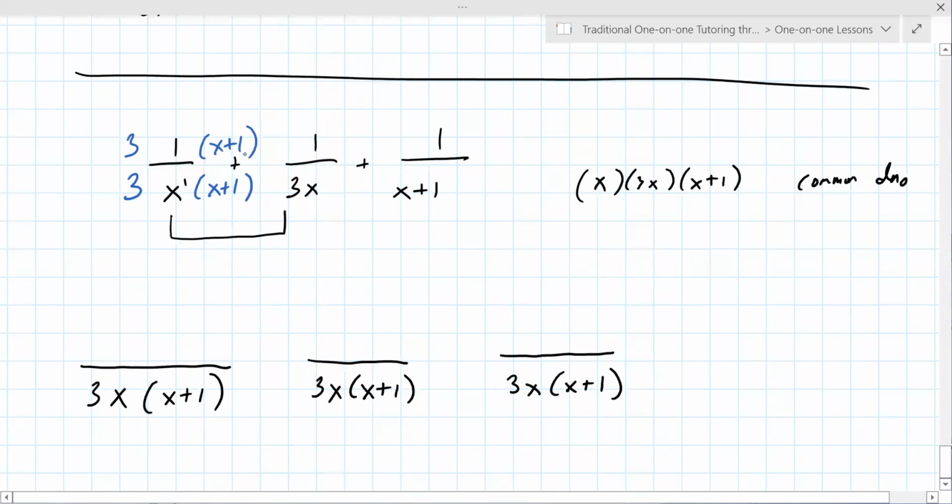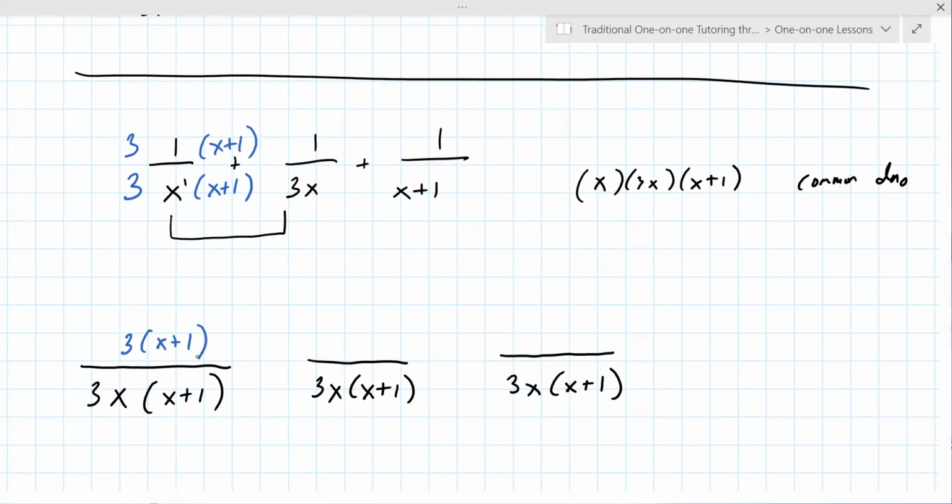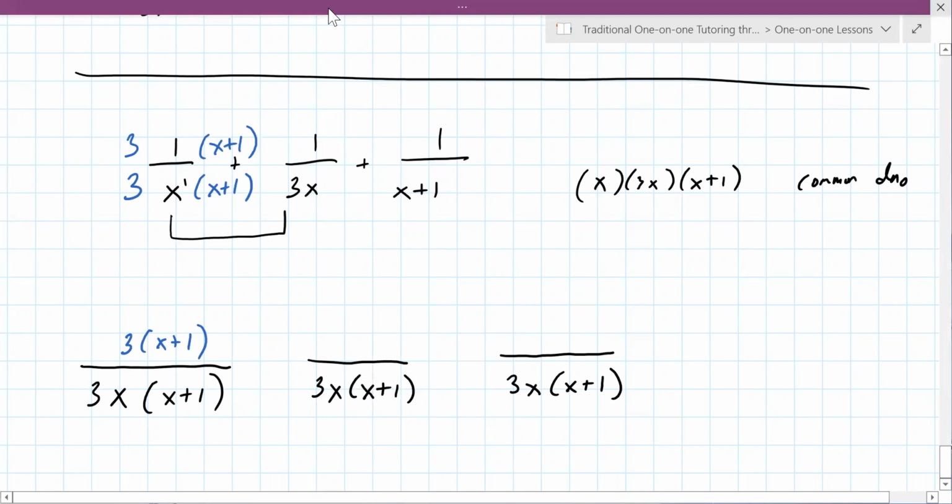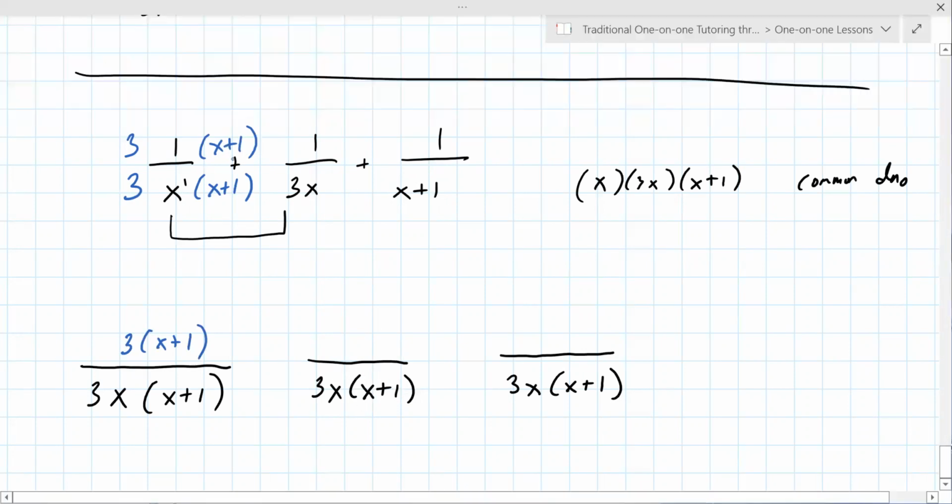Okay. Now on the bottom, there's nothing to do. You're just figuring out, but the top is what you care about. The top is, okay, it's 3 times x plus 1. Now in this middle one, what are they missing? They're missing the x plus 1. Yeah, so you do that to the top and the bottom. So it becomes x plus 1 up top.